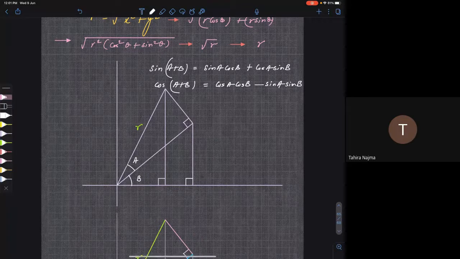Now you just think about this. If you want to write the trigonometric ratio of angle A plus B, then you need a right angle triangle containing angle A plus B. Do you agree? See, you are writing trigonometric ratios of angle A plus B, which are sine and cos. Do you agree? That means for writing this ratio, you need to have a right angle triangle which contains angle A plus B. Otherwise, you cannot write. Right? Yes, sir. Can you please repeat?